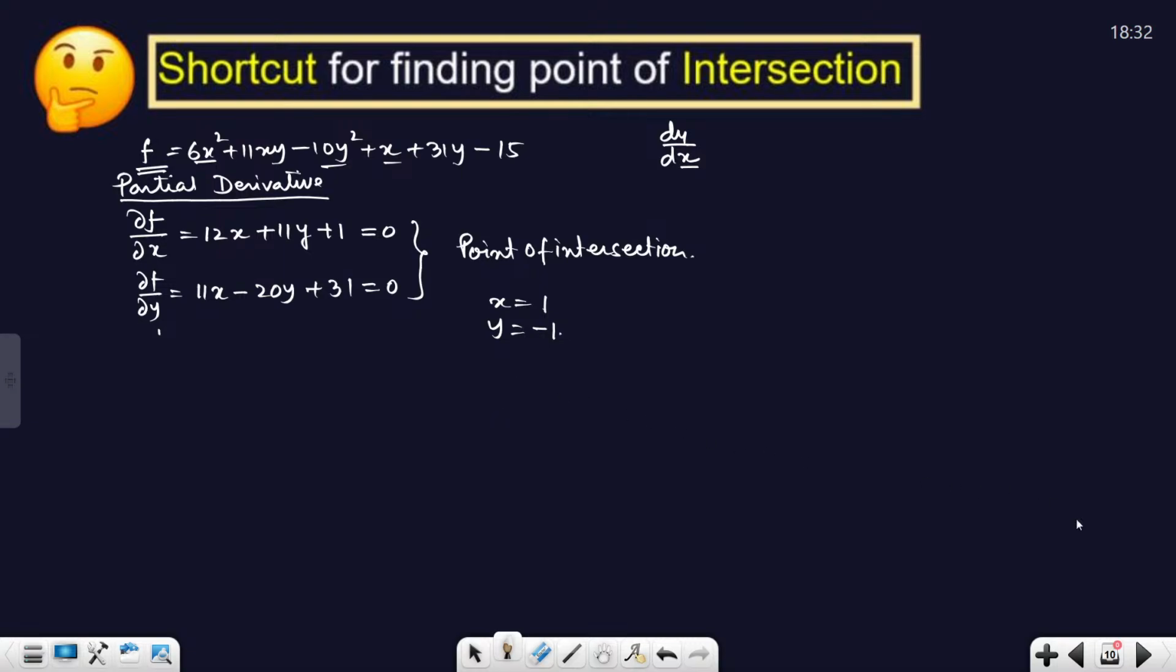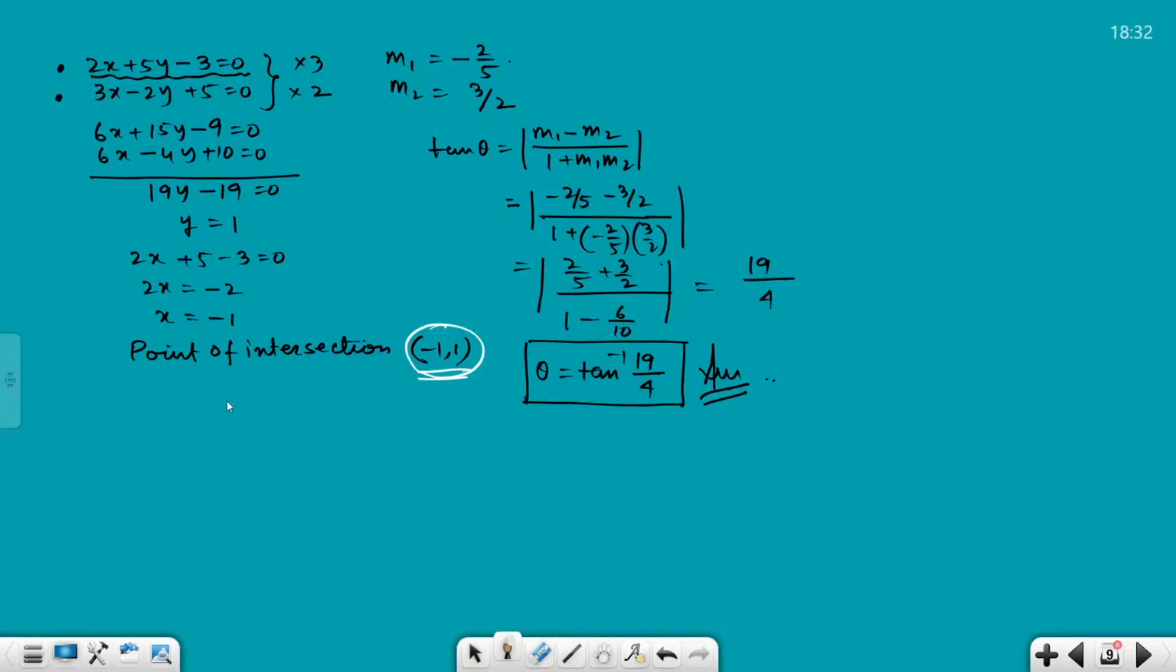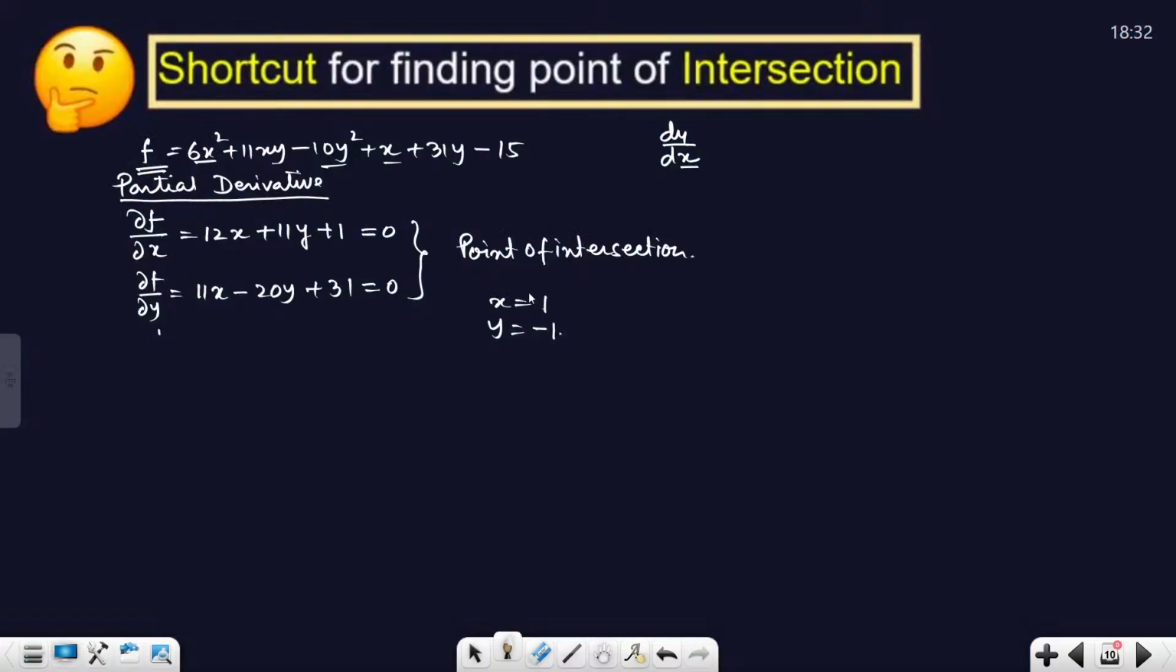I think I have made a mistake in calculating x and y. X is minus 1, y is 1. Yes, it's coming like that. But here, what happened? If x is 1 and y is minus 1, we are not getting this as 0. Have I made any mistake?